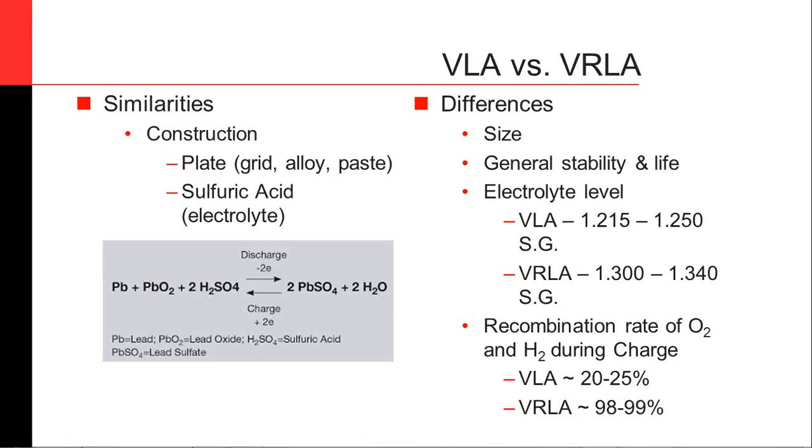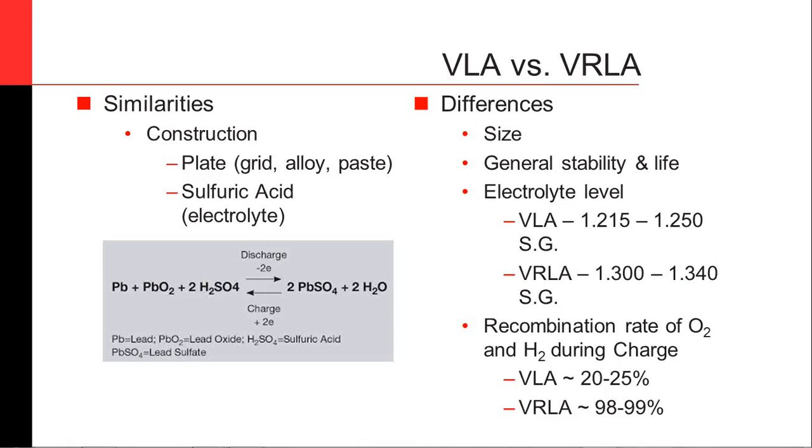As well, there's the recombination rate of oxygen and hydrogen, and basically that means how much of the oxygen and hydrogen, whether you're going from charge or discharge, is remaining within the battery and how much is being vented out. You'll see that the vented lead acid batteries, or your flooded cells, are not quite as efficient, so they're constantly leaking this oxygen and hydrogen, whereas the valve regulated lead acid has a lot better efficiency.